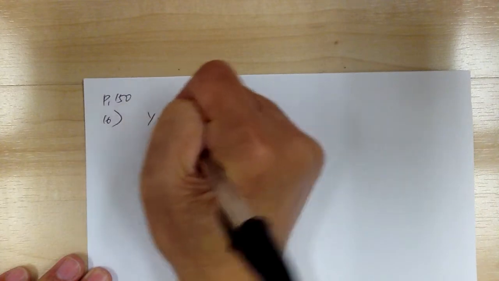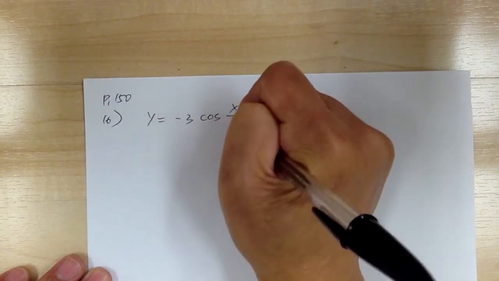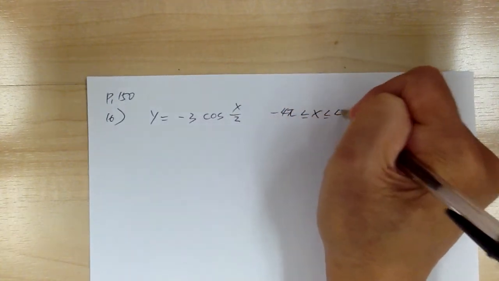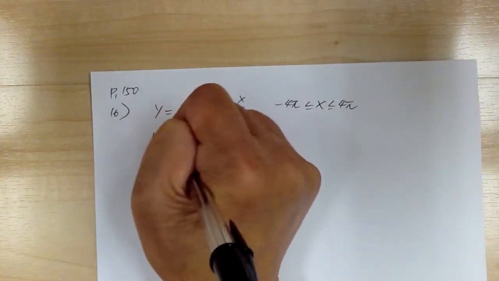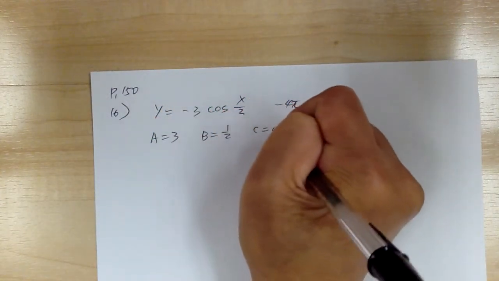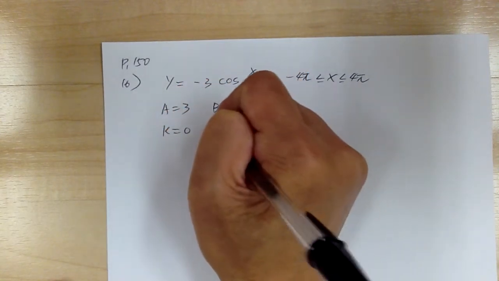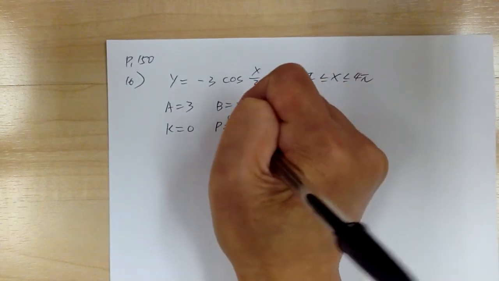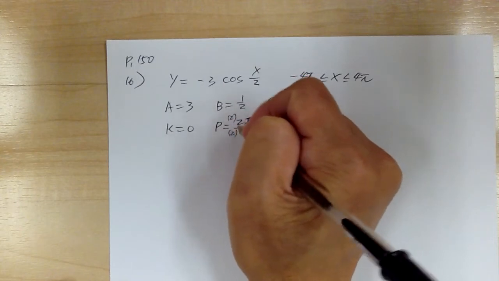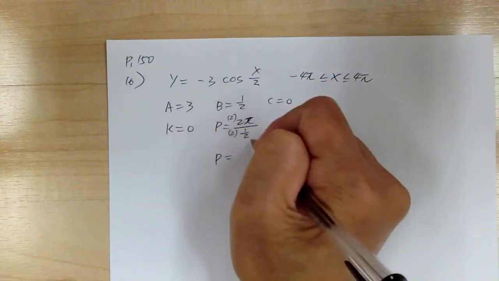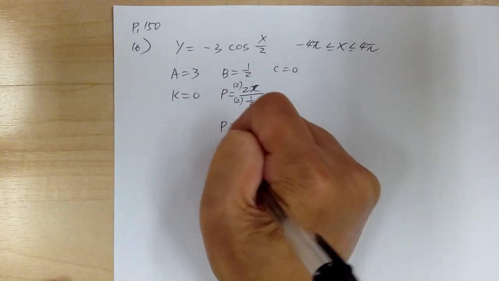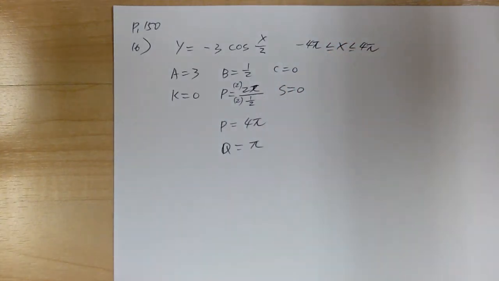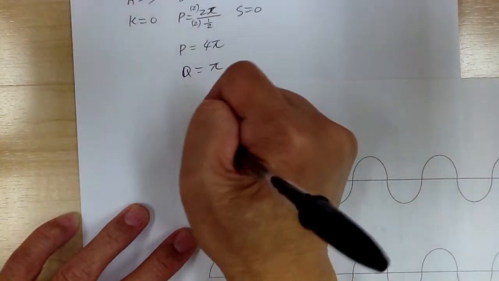Number 16, you have y equal to negative 3 cosine x over 2, and you want to go from negative 4 pi to 4 pi. So a equal to 3, b equal to 1/2, c equal to 0, k equal to 0, period equal to 2 pi over b, and multiply by 2 to simplify the complex fraction. So this cancels out, so you got 4 pi. And then quarter wave is 1/4 of that, so it would be pi. The shift equal to 0. Okay, so that's all the information. So now let's go and do the graphing.